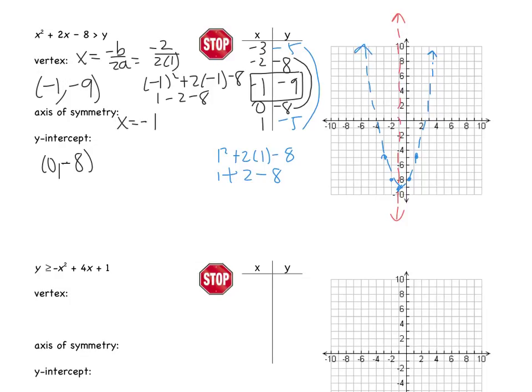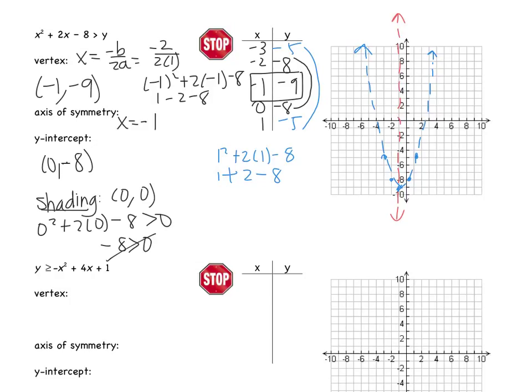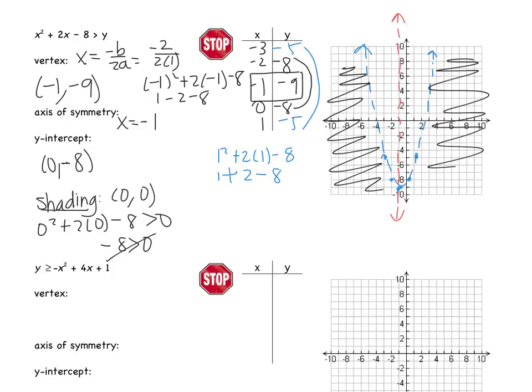Now to figure out the shading, you should substitute a value in again. I probably would have substituted in the origin, but you don't have to choose that one. You can choose any point that is not on the parabola. So if you substitute in the origin, you get 0 squared plus 2 times 0 minus 8 is greater than 0. -8 is greater than 0. That is not true. So I want to shade away from 0, 0. 0, 0 is in the middle of the parabola, so I want to shade outside of the parabola. So that's what you should have gotten.